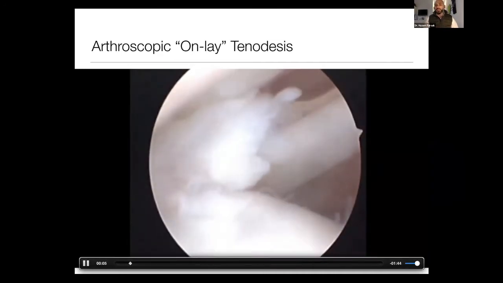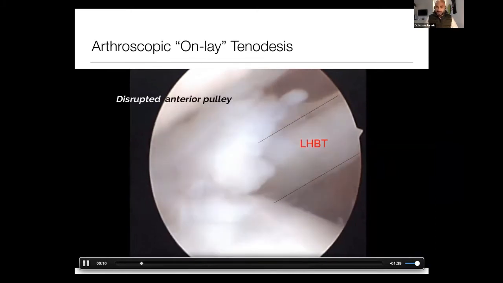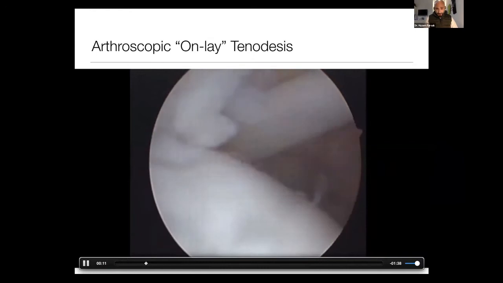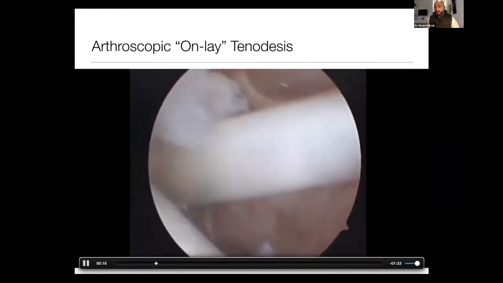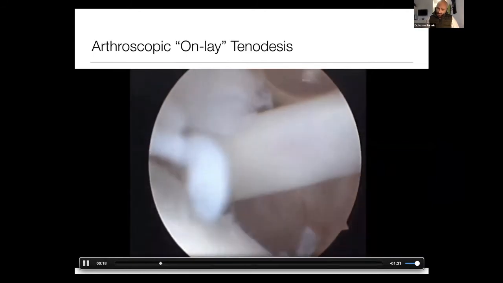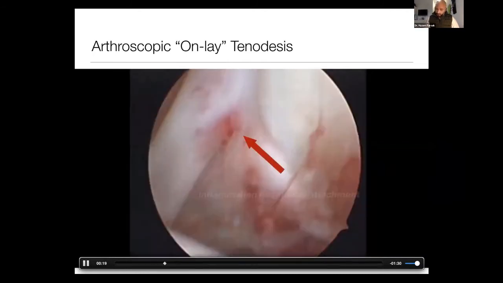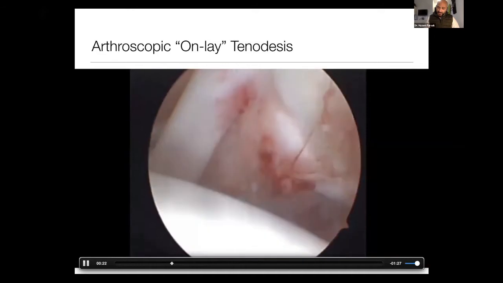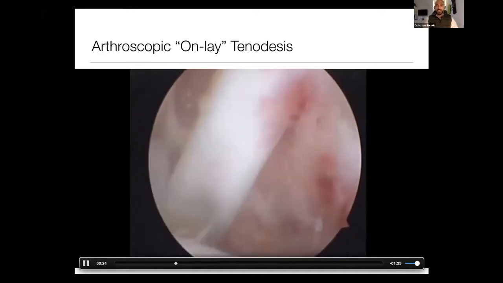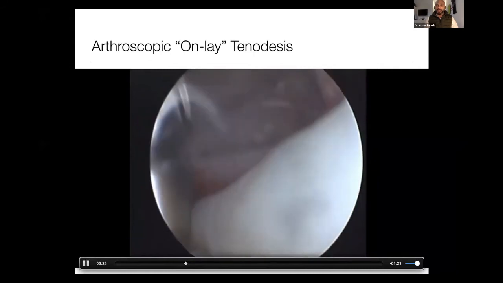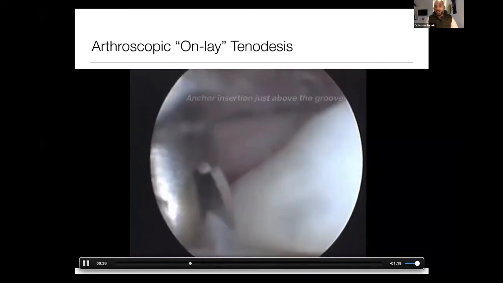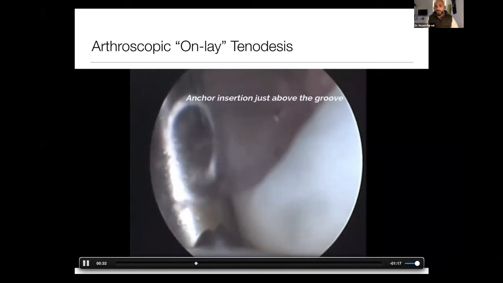This is a patient with a disrupted anterior pulley of the supraspinatus, and here you can see the long head of biceps tendon. And you will see in just a second how it is inflamed as it goes near the attachment, near the labrum. So this inflammation, along with the disrupted anterior pulley, made me take the decision to tenodese it in this young patient, a 42 year old patient.